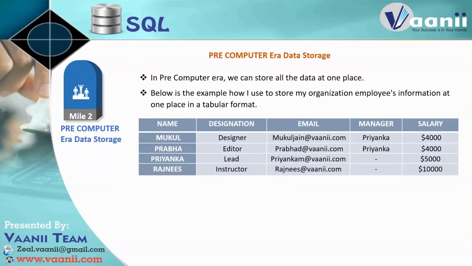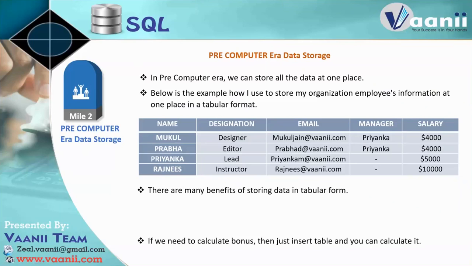Suppose the total salary paid to this whole team is 400 plus 400 plus 500 plus 10,000. So all together, they have to just do it manually. If management has to calculate the bonus, again, he has to calculate manually. So that's how we are maintaining the data, the computer era.